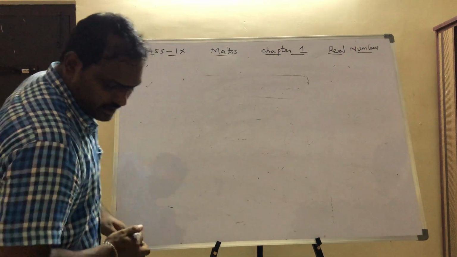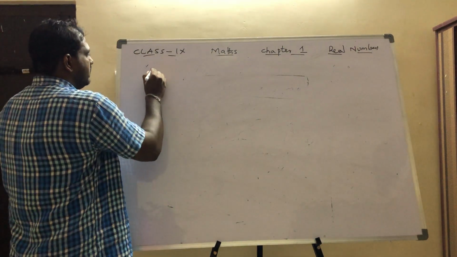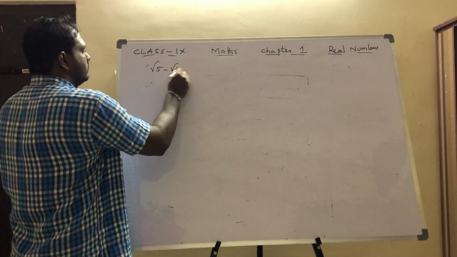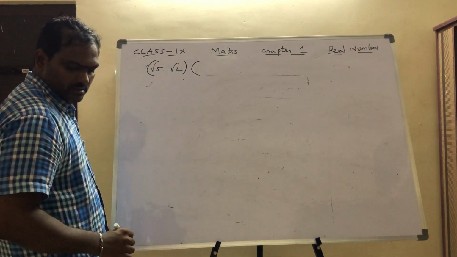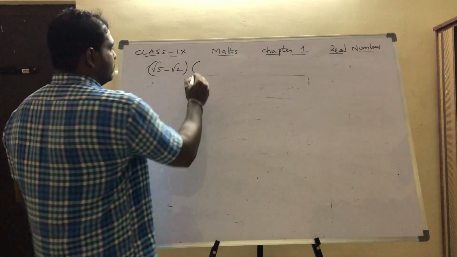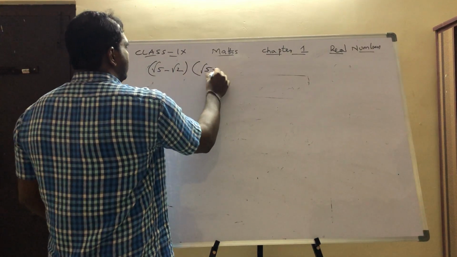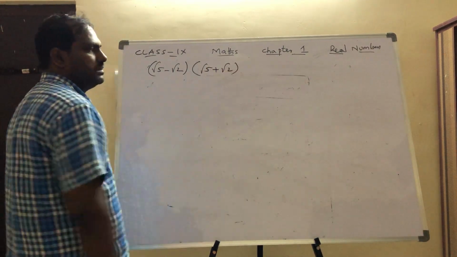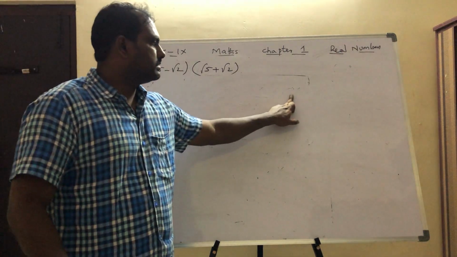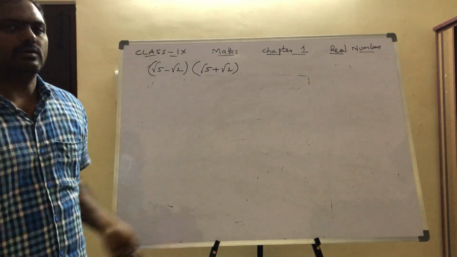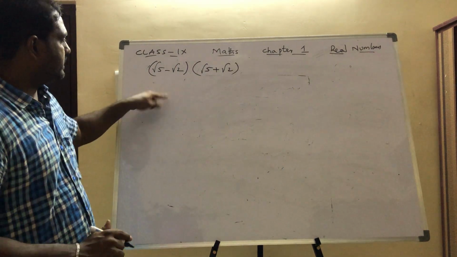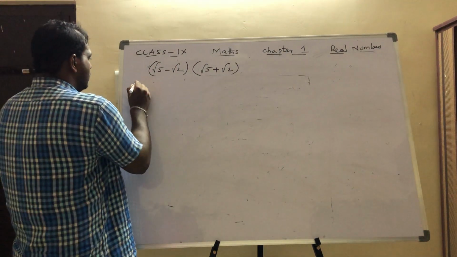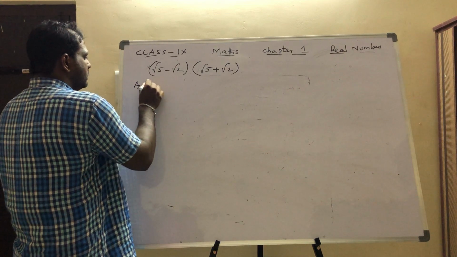So the last question in this one is root 5 minus root 2 into root 5 plus root 2. So how to do this one? By observing the question only you have to get it. We can do it in 2 methods I told, but in this case it is very simple. I will write the answer. Look at this.